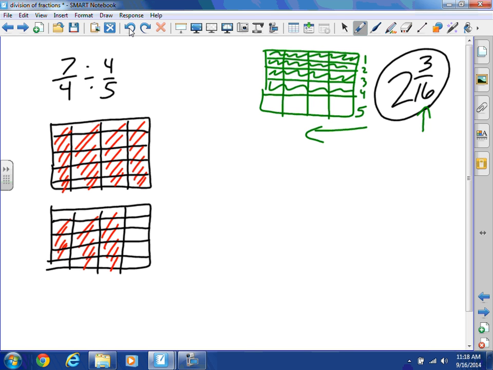And I'm going to color in 16. I'm going to circle groups of 16. 1, 2, 3, 4, 5, 6, 7, 8, 9, 10, 11, 12, 13, 14, 15, 16. So here is one group of 16. Now I'm going to take 1, 2, 3, 4, 5, 6, 7, 8, 9, 10, 11, 12, 13, 14, 15, 16. So here's my second group of 16.